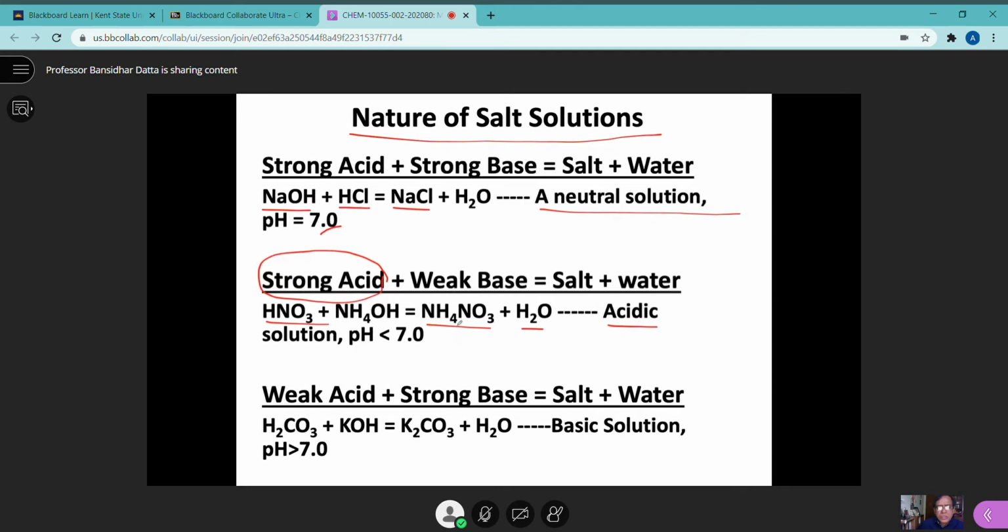We are not going to go there in the mathematical calculation. Not for this class, right? We don't need that much detail. But at least you should know strong survives. So if the acid is strong, meaning it's an acidic solution, pH is less than 7.